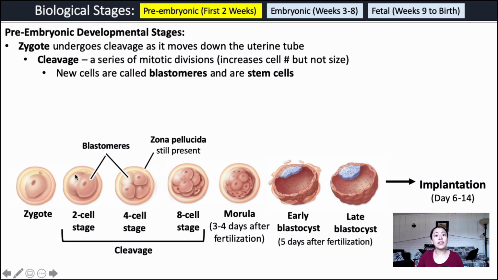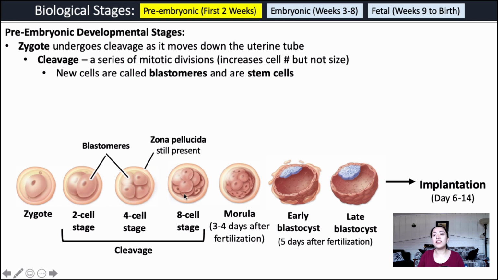Each one of the new cells that are made are called blastomeres. And these are really important because these are stem cells, meaning that each one of these cells could become any type of cell at this point. One other thing I want to point out is that the zona pellucida is still present. That gel-like barrier is still present around this developing pre-embryo.